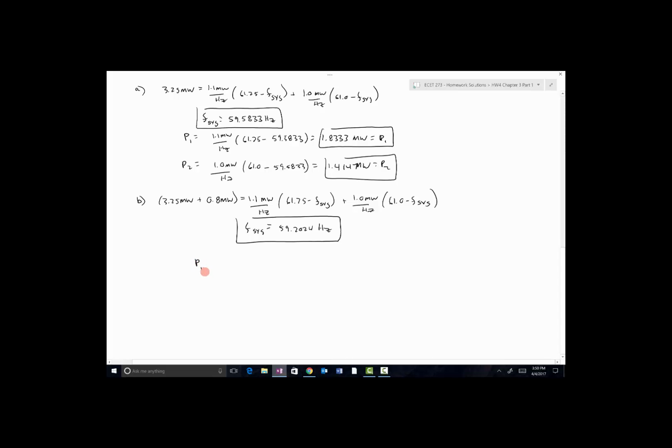The P1 is going to be equal to 1.1 megawatt per hertz times 61.25 minus 59.2024, which gives me 2.255 megawatt. And P2 is equal to 1.8 megawatt.